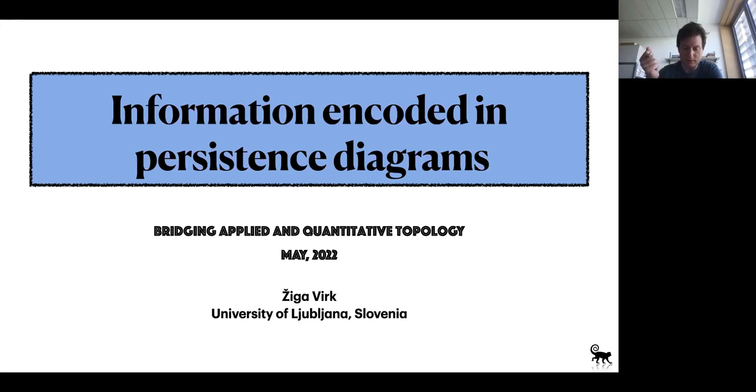So I'll be talking about information encoded in persistence diagrams. This is going to be a survey talk going through a variety of results that explain how features in persistence diagrams actually appear. We will not really dive into technical details. We'll mostly just state the result and try to outline the geometric intuition behind it. And of course, at any point, feel free to stop me and ask a question.